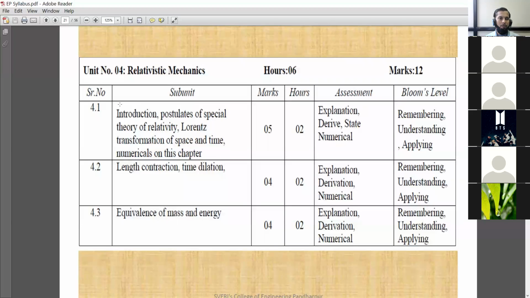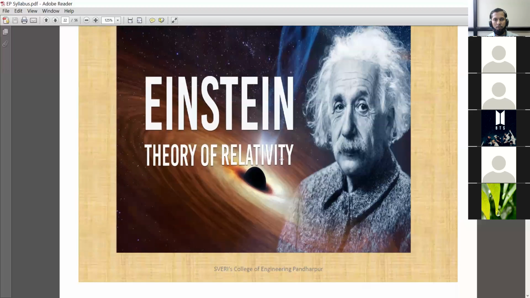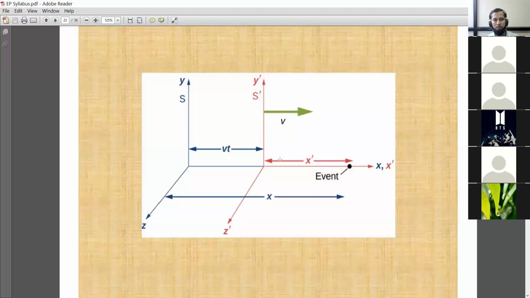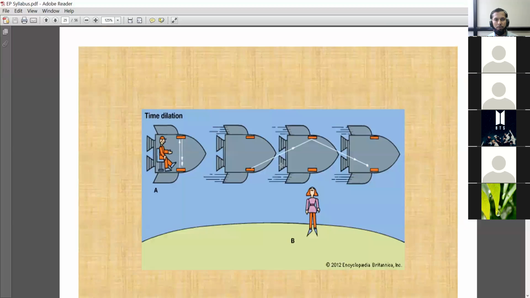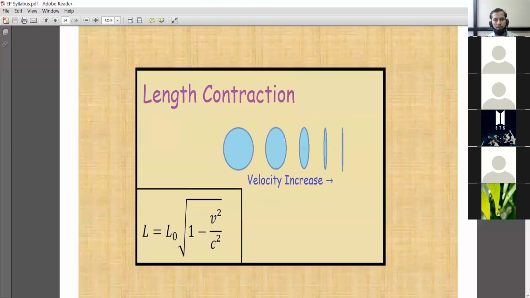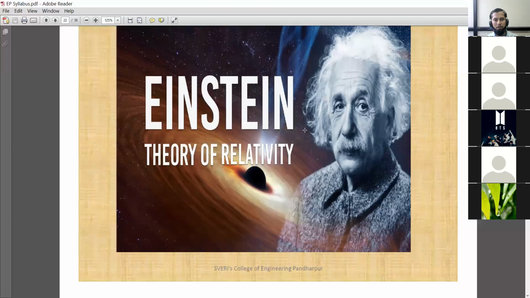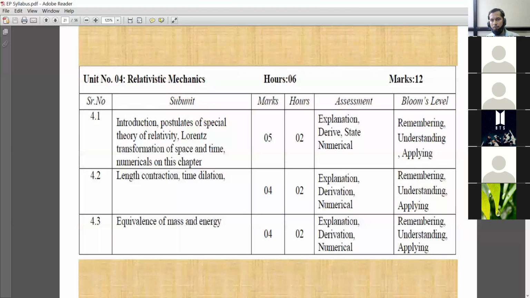So I hope that you have written these things. Next lecture we will start with the discussion of this interesting chapter, relativistic mechanics, which includes the theory of relativity and is related to mathematical derivations. Before starting these derivations, we have to understand what is meant by these terms so that you can easily get the idea about the theory of relativity. Okay, so today we conclude here. Next lecture we will start with the discussion of the fourth chapter. Okay.